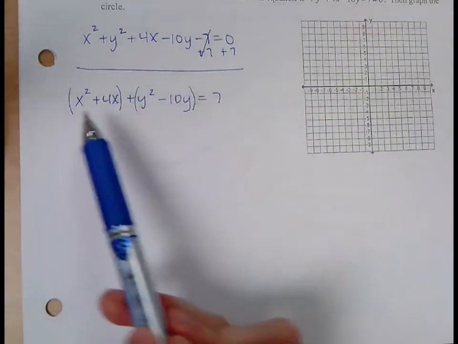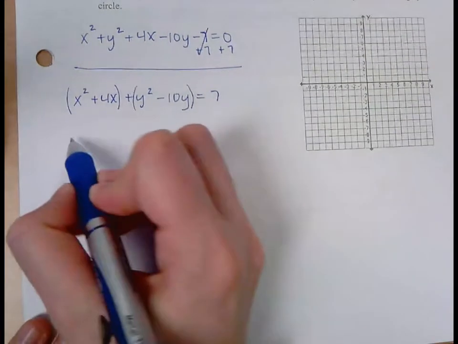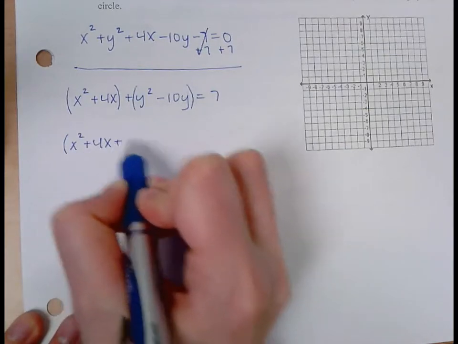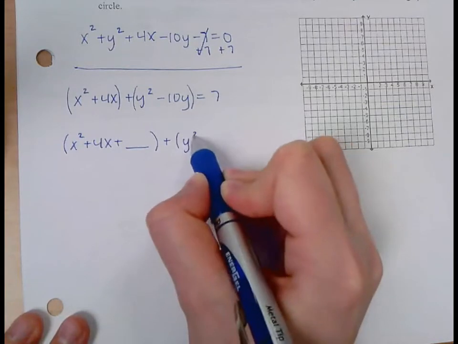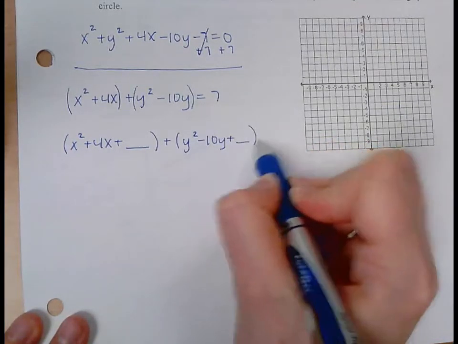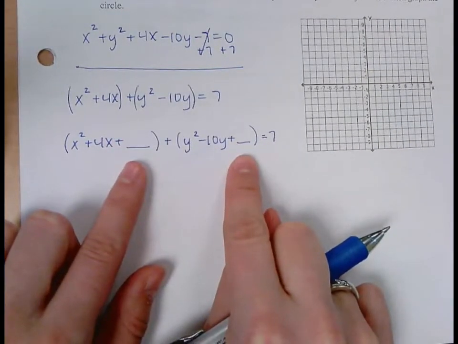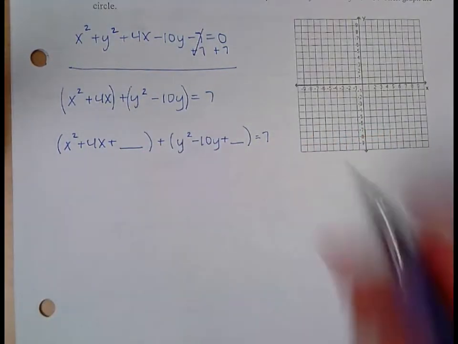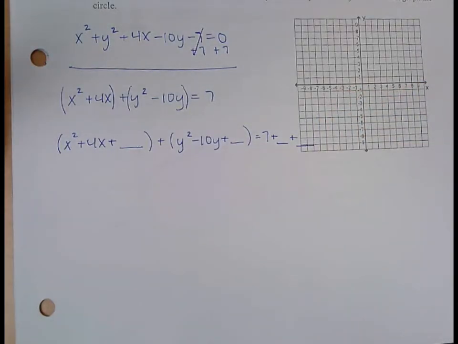So again, to go from something like this to just a quantity squared, we have to complete the square so we can factor it into a quantity squared. I'm going to rewrite this. For the x's, I'll have x squared plus 4x plus some number. And then the same thing for the y's, y squared minus 10y plus some number equals 7. Now, if I'm adding two quantities to the left side, I also have to add them to the right side to keep it balanced. So I would have plus two quantities on the right side as well.